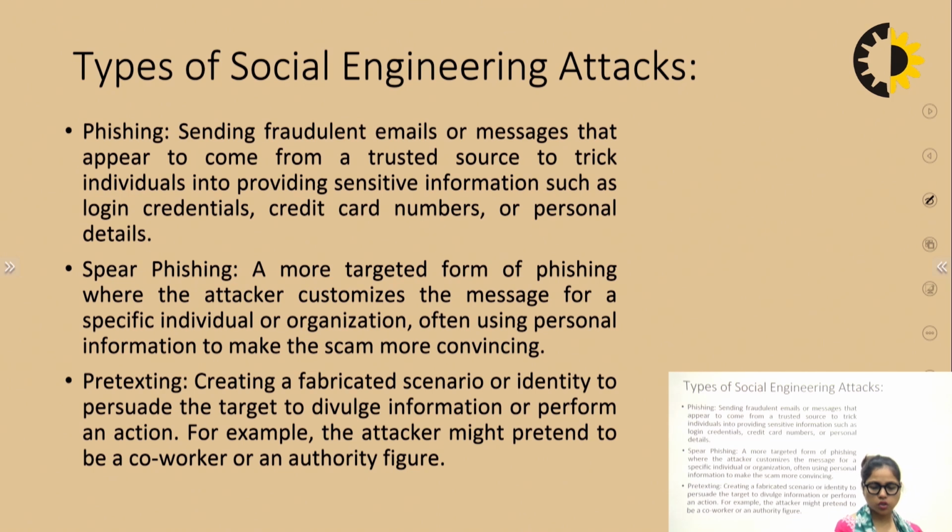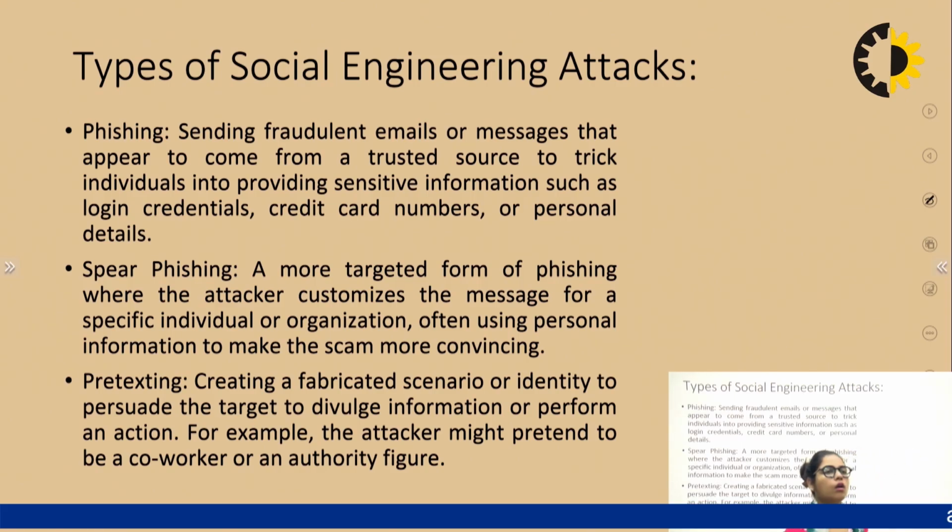The first one is phishing. Phishing is basically sending fraudulent emails or messages that appear to come from a trusted source to trick individuals into providing sensitive information such as login credentials, credit card numbers, and personal details, right? The next one is spear phishing. Spear phishing is basically a more targeted form of phishing where the hacker customizes the message for a specific individual or an organization, often using personal information to make the scam more convincing.